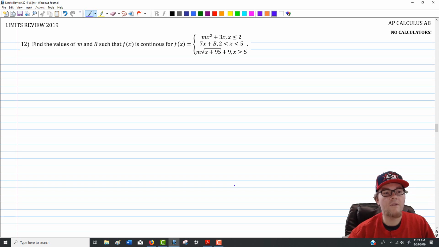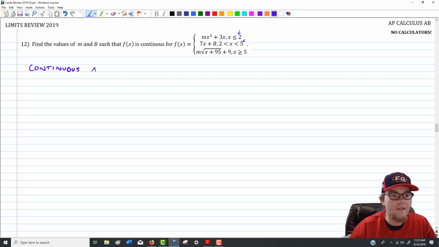So for number 12, find the values of m and b such that f of x is continuous for this massive function. If you'll recall, the strategy we took with these kinds of multi-part expressions was to isolate the second step in the definition of continuity. We want to make sure the left-hand and right-hand limits are equivalent to one another on each side of the boundary. In our case, I see two boundaries, 2 and 5. So I'm going to focus on answering the question, is this function continuous at the left boundary, x equals 2? And then next, the same question at the right boundary, x equals 5.